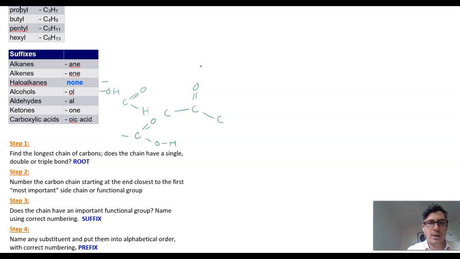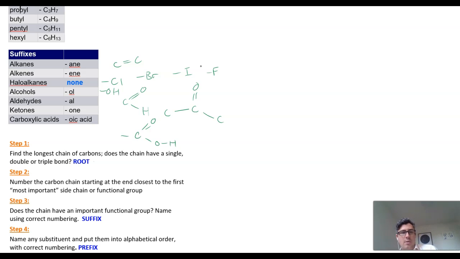Obviously, a haloalkane has a chlorine, or it could be a bromine, or it could be an iodine, or it could even be a fluorine. So it's one of those. And lastly, an alkene is a carbon double bonded to another carbon.